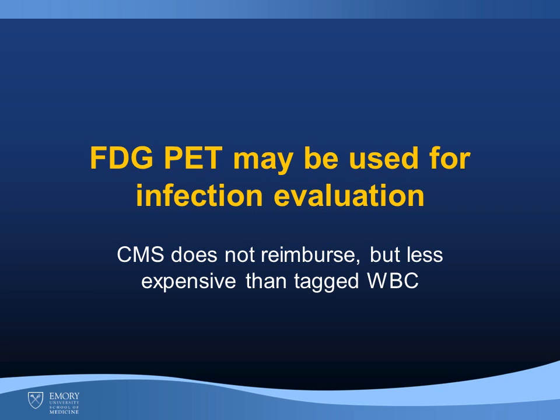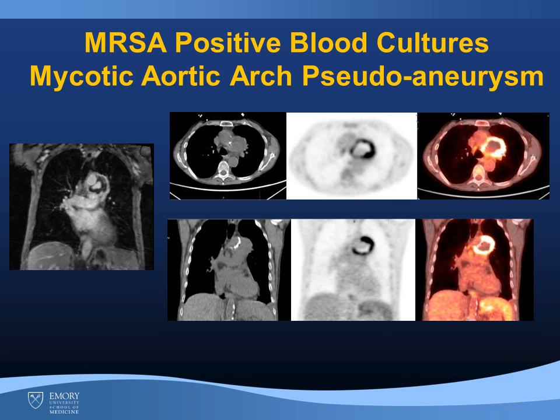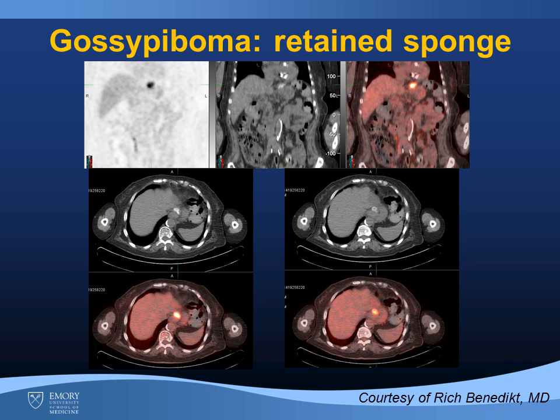Also, FDG PET may be used for infection evaluation. Now, Medicare does not reimburse for this, but as an inpatient, it's actually less expensive for us to do an FDG PET than a tagged white blood cell scan. This is a patient with an aneurysm of the aortic arch, and the clinician wanted to know if this was infected, and indeed, on FDG PET, we proved that it was.